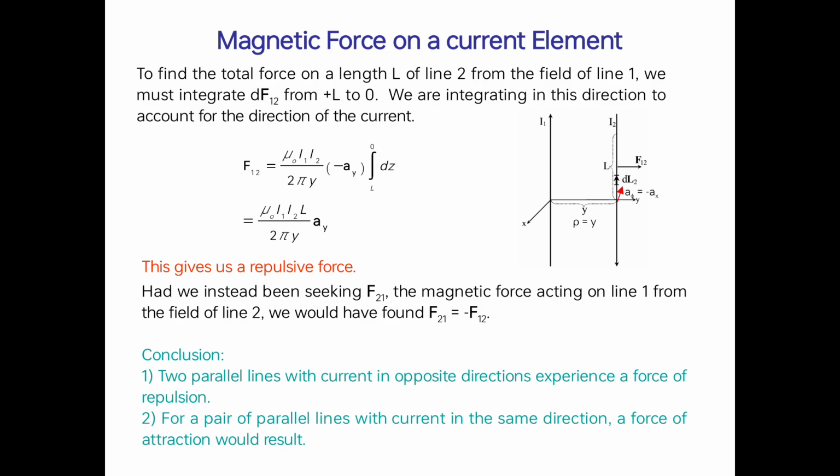Here F21, the magnetic force acting on line 1 from the field of line 2, we would have found will be the negative of F12. So F21 will be equal to minus F12. From this we can conclude that two parallel lines with current in opposite directions experience a force of repulsion. For a pair of parallel lines with current in the same direction, a force of attraction would result.